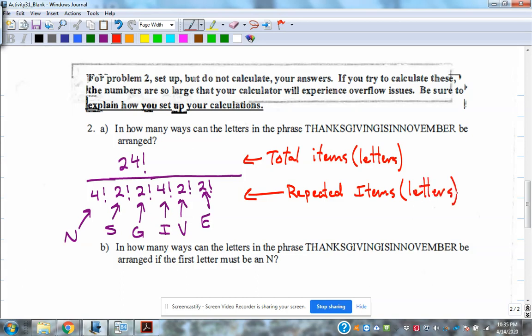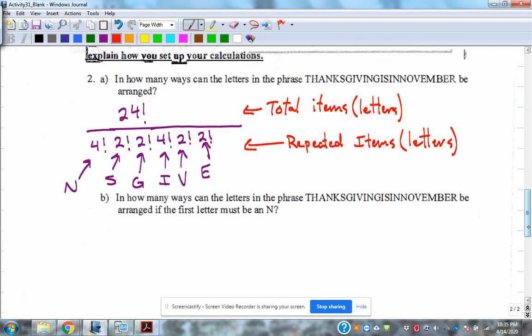How many ways can the phrase Thanksgiving is in November be arranged if the first letter must be an N? That changes the top part of the problem, in that you have to have an N first. So how many N's are there? There are 4 N's to begin with. So you have 4, and then how many letters are left? If you take out one of those N's, there are 23 left. So the 4 is the number of N's that you have to begin with, and then there are 23 blanks after that. So that's the 23 factorial.